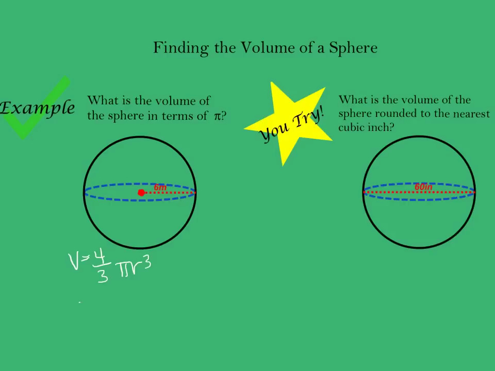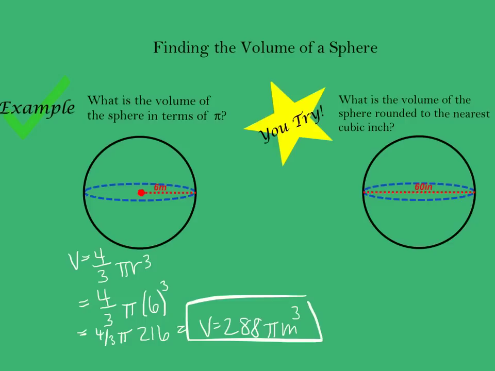They told me that my radius is 6 meters. So I'm going to plug that in and I'm going to cube it. 6 cubed is 216. But remember, we need to multiply that by 4/3 and by pi. So my answer ends up being volume equals 288 pi meters cubed. Then you go ahead and try that next problem.